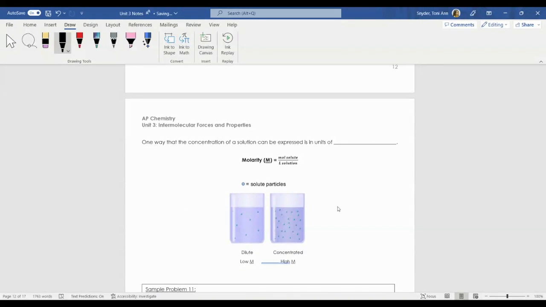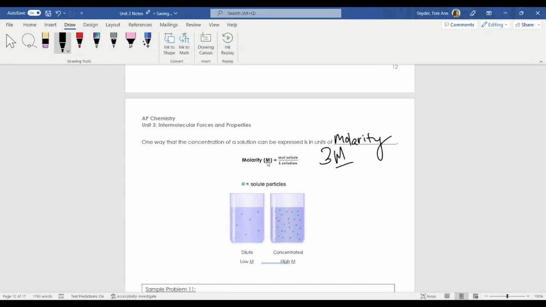So, how do we represent the concentration of a solution? One way the concentration of a solution can be expressed is in units of molarity. You might hear me say, all right, grab the 3 molar solution. That particular value tells us the concentration: how many moles of solute are dissolved per liter of solution. That's always denoted by this concentration value, which we call molarity.